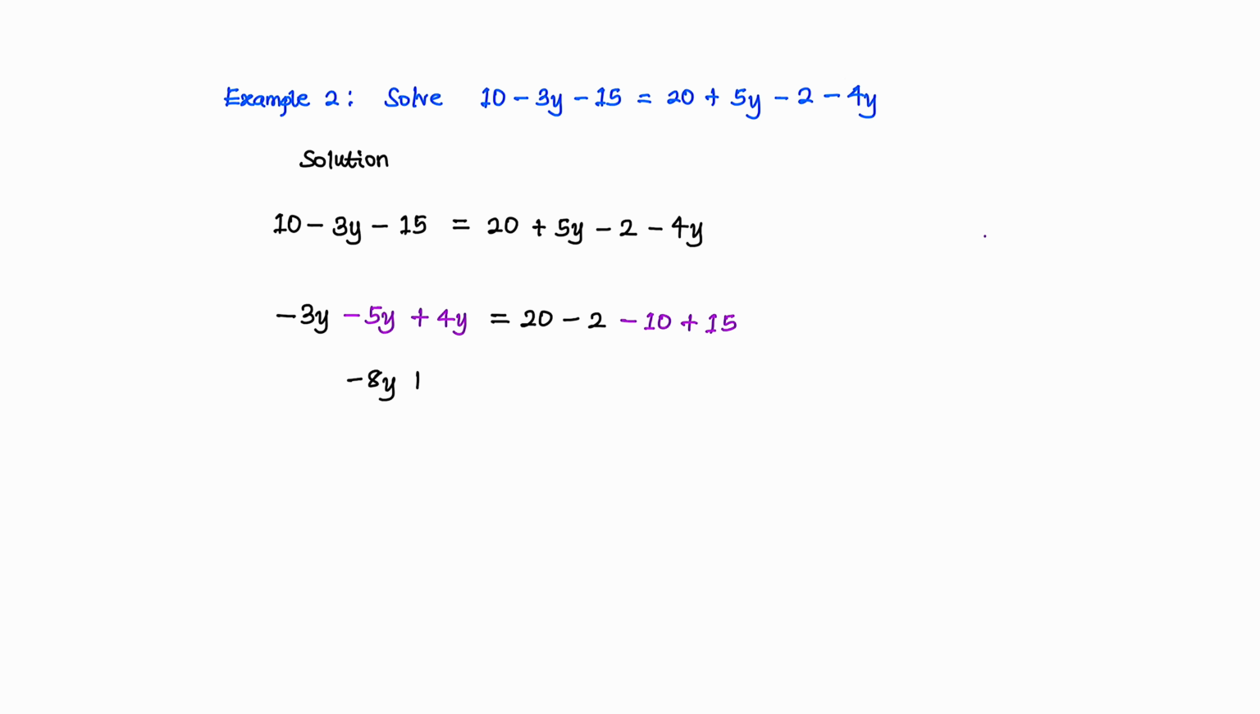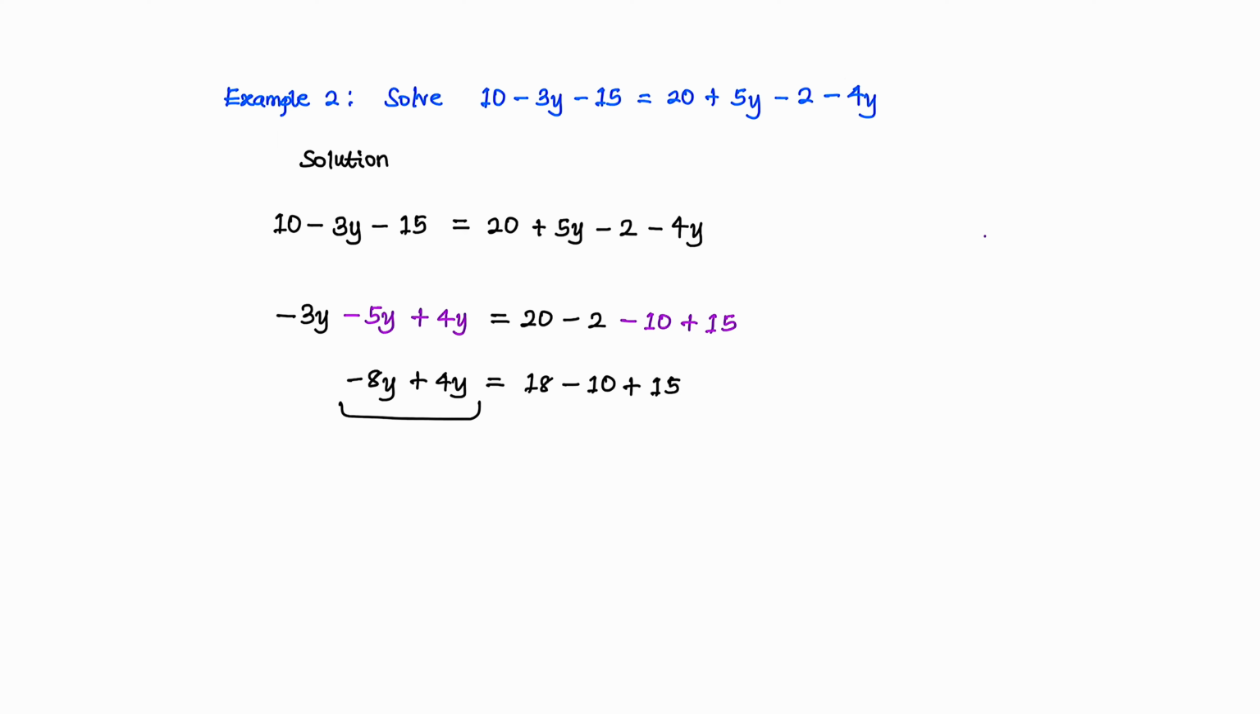Then we have plus 4y, bring it down, equals 20 minus 2, this. 20 minus 2 is 18. Minus 10 plus 15.